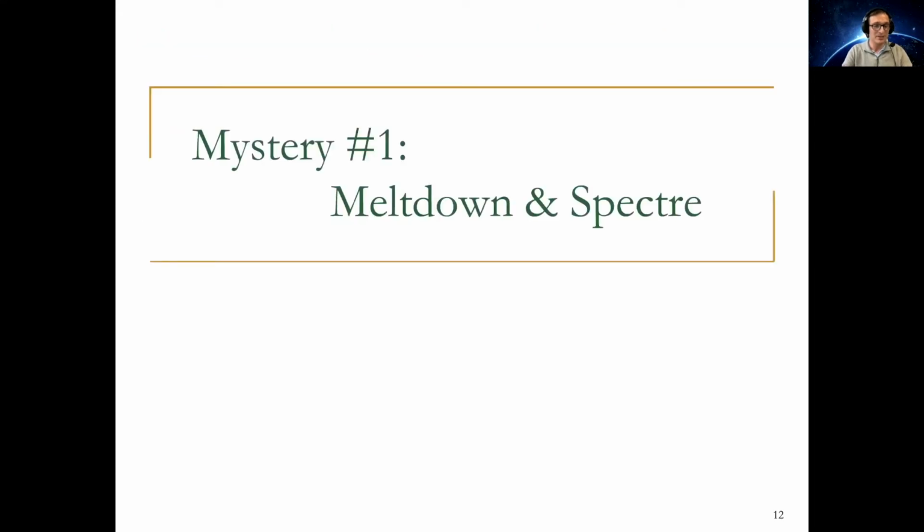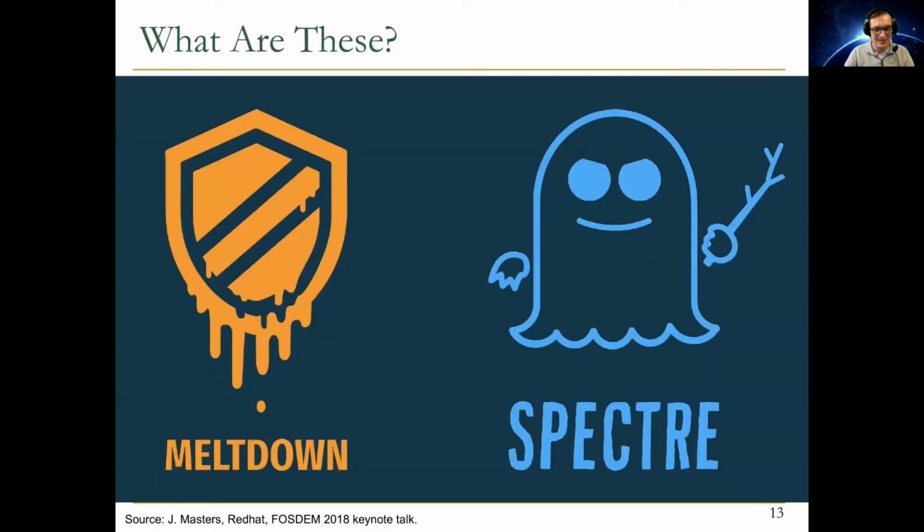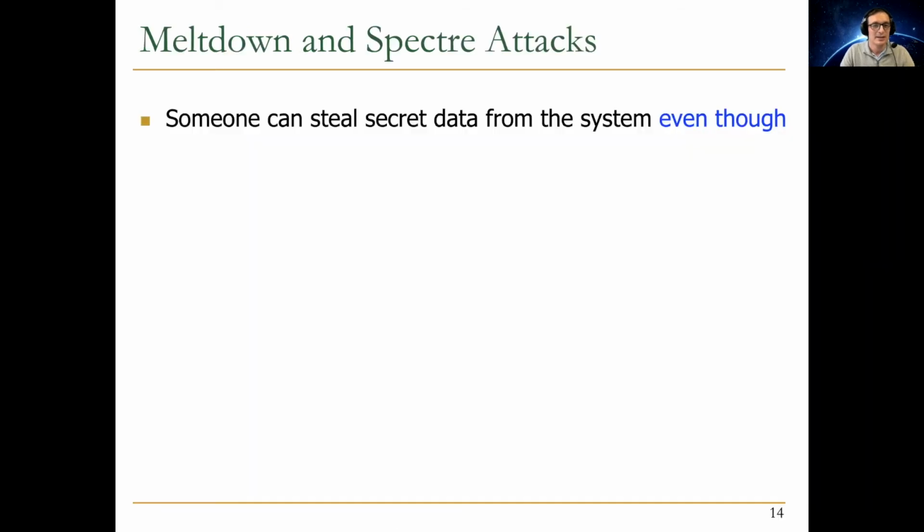Okay, so let's jump into the first mystery, Meltdown and Spectre. A lot of you mentioned that you know about this. I don't know if you really know exactly how it works, but at least you know what these are. That's good. That means that these microarchitectural hardware security vulnerabilities have had a huge impact in the field. Okay, so what are these?